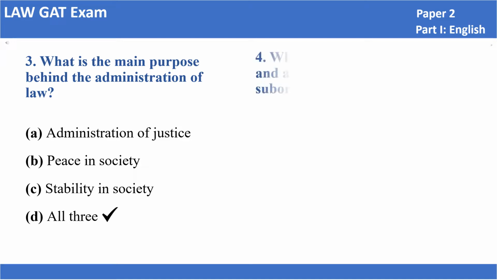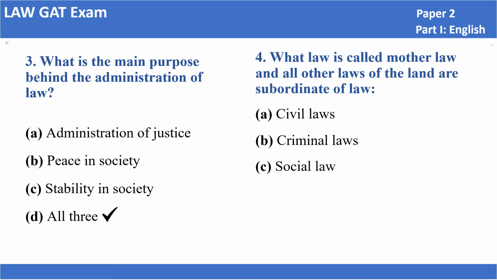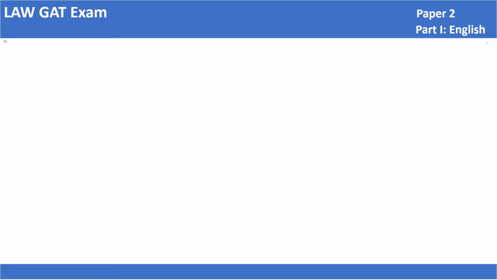What law is called the mother law, and all other laws of the land are subordinate to it? Is it option A, civil laws, option B, criminal laws, option C, social law, or option D, constitutional laws? The correct answer is option D, constitutional laws.